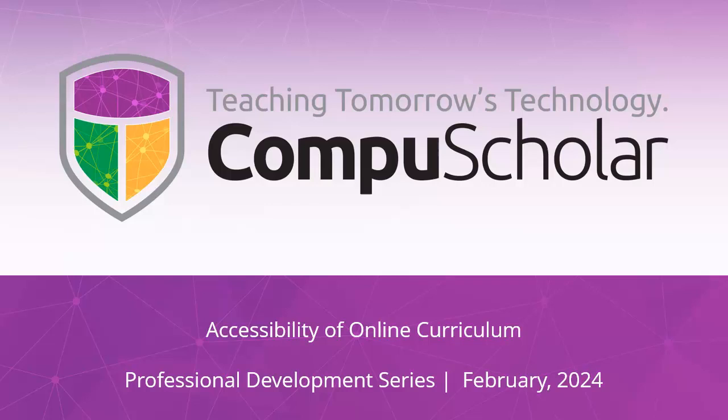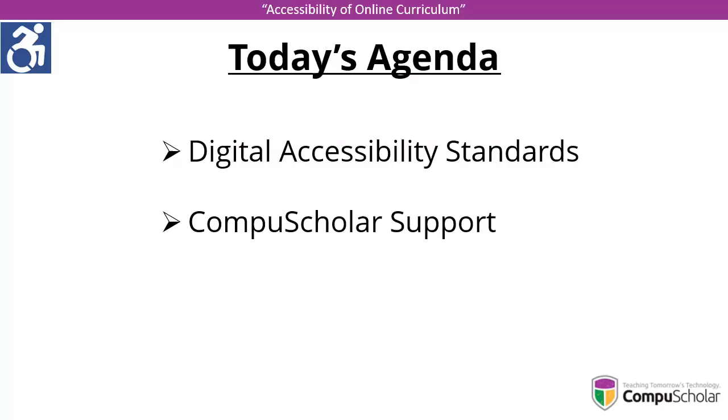Today we're going to be talking about the accessibility of our online curriculum. And accessibility in this context means making sure the curriculum can be used by students that might have vision problems or fine motor control challenges or hearing difficulties, things like that. So today we will briefly introduce the digital accessibility standards that all publishers should be following, and we'll talk about how CompuScholar supports those standards.